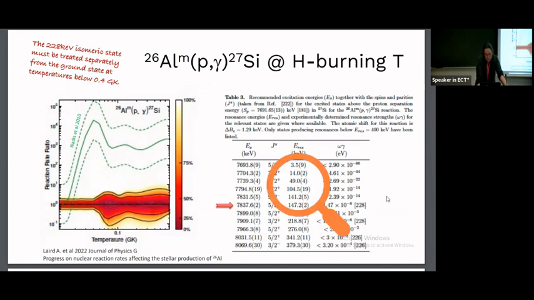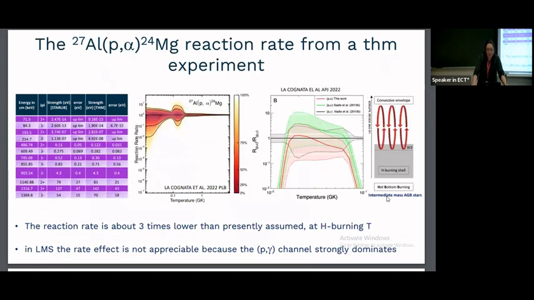What has been measured so far recently does not concern the aluminum-26, but the aluminum-27. These are just the last results we got by the Trojan Horse experiment performed to measure the aluminum-27 (p,alpha) reaction rate. What has been discovered essentially is that, due to the investigation of the low energy resonances, the reaction rate seems to be about 3 times lower than was thought before.